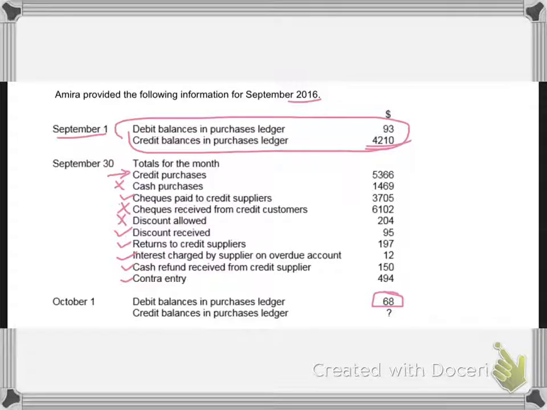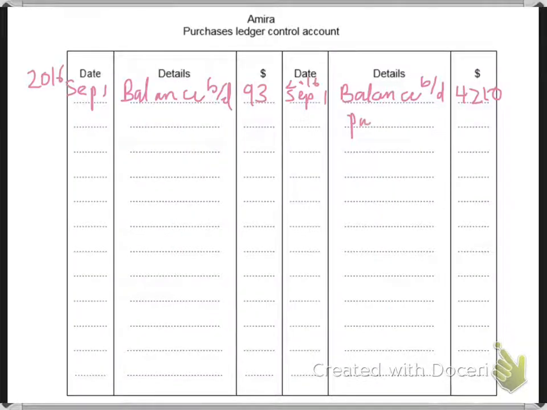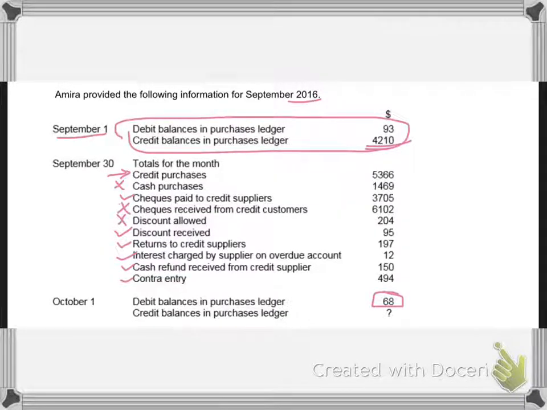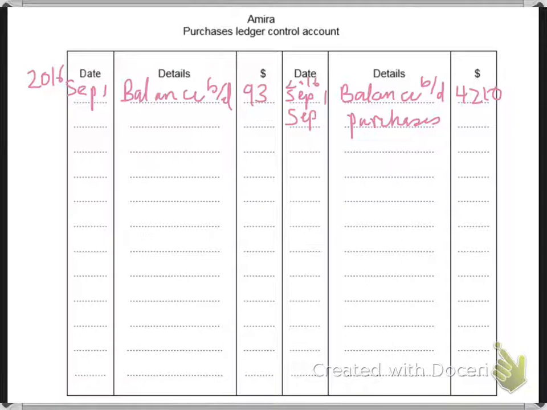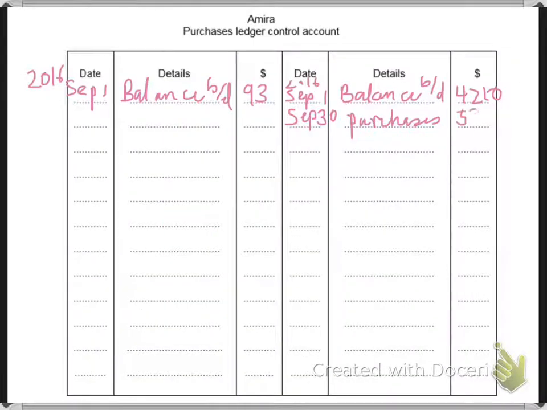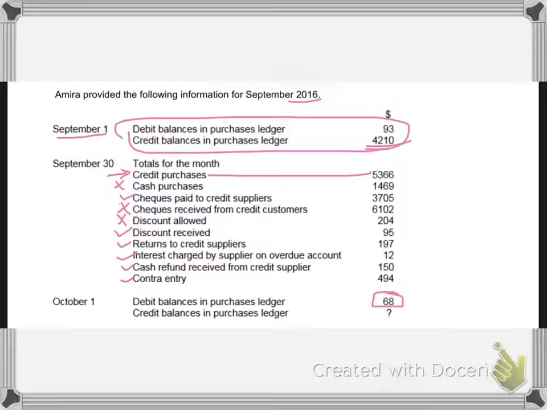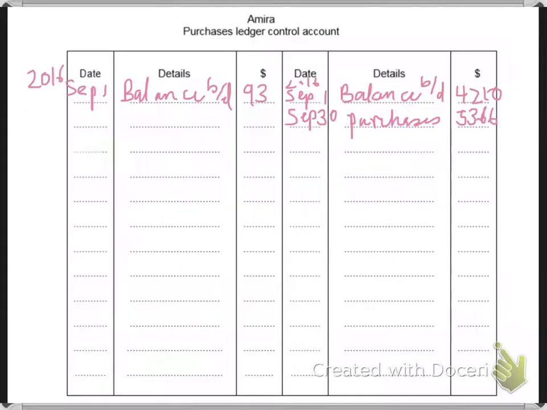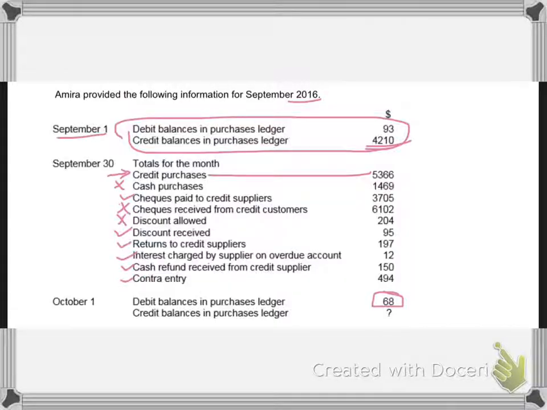After that, the purchases which will go on the credit side. Purchases, sorry about the handwriting. Purchases September 30, and the amount is 5366. And make sure you record the correct amount, otherwise your whole thing will go wrong. Then we record checks paid to credit suppliers, and that's going to go on the debit side, and that's going to be bank, and that is having an amount of 3705.